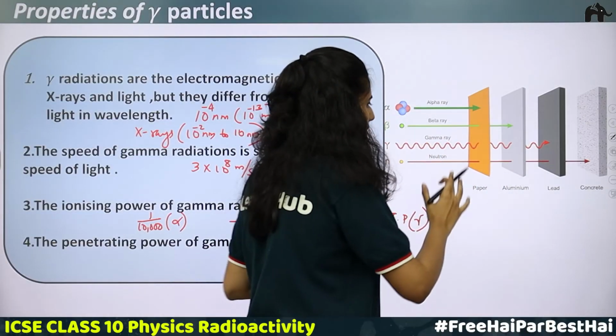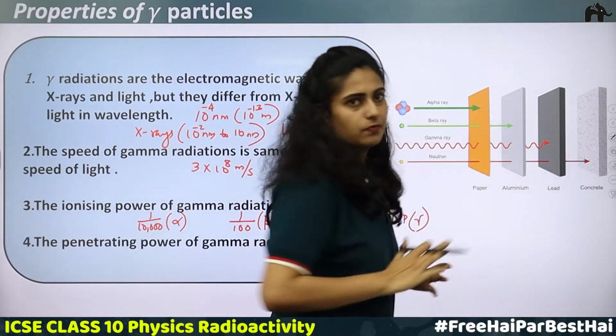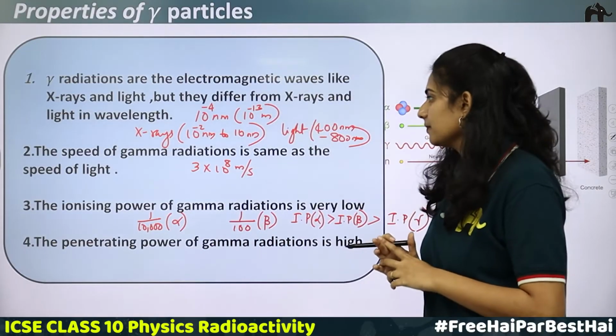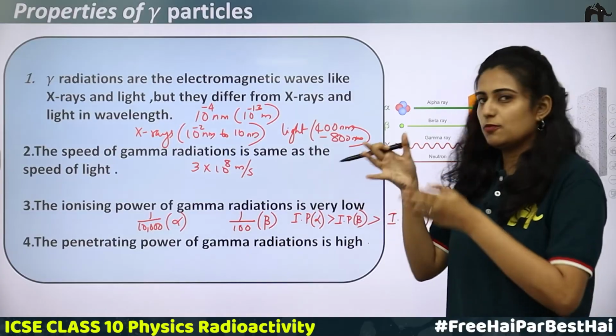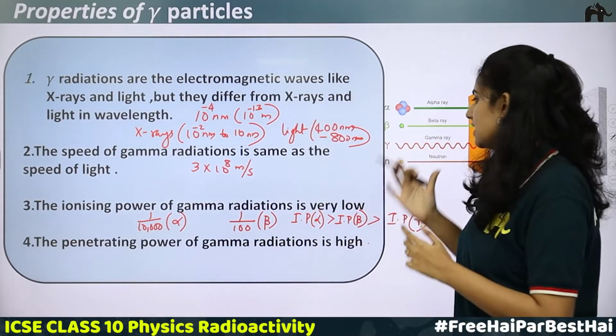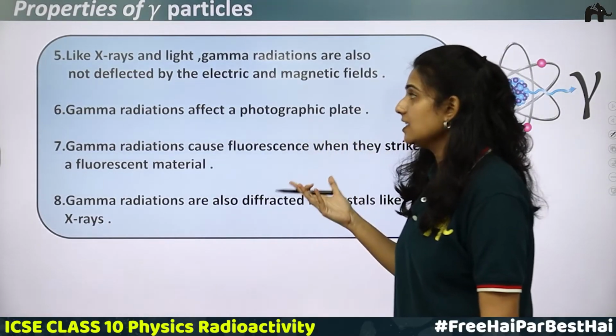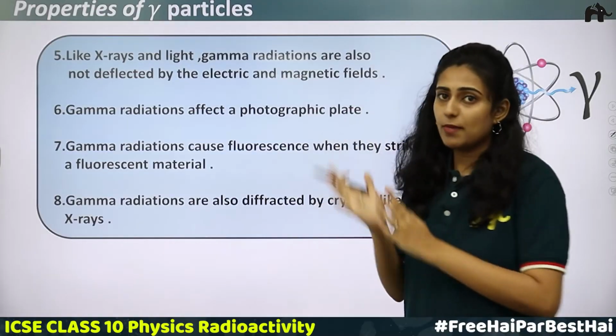Also, if you use iron, gamma rays may pass through the iron. So this is the difference. To stop the gamma rays, you need thick lead. Clear? If you take a 30 centimeter thick iron, still through this iron, the gamma rays can pass. Got it?